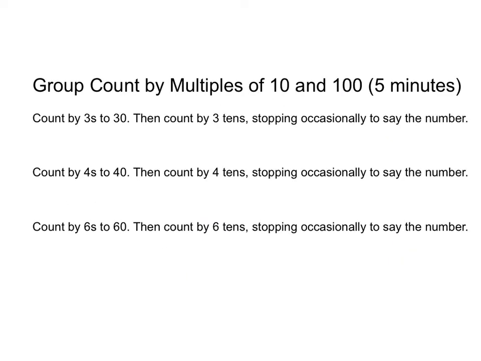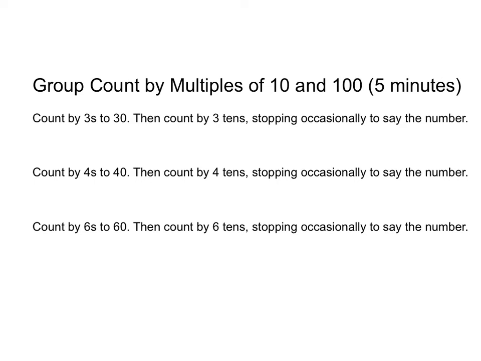All right, we are going to do counting by multiples of 10 and 100. So the first thing we're going to do is count by threes to 30. And then we're going to count by 3 tens. And if we're counting by 3 tens, then rather than stopping at 30, we would stop at 30 tens, which is 300. All righty. We are going to start here. I will stop occasionally and say what is the number associated with the unit name that we just said.